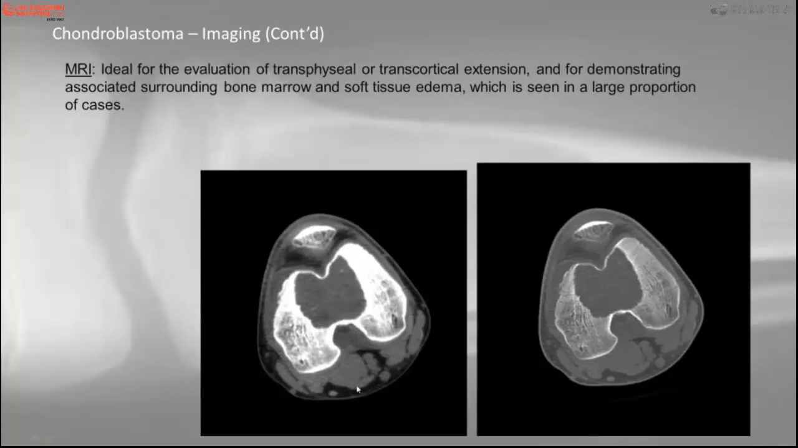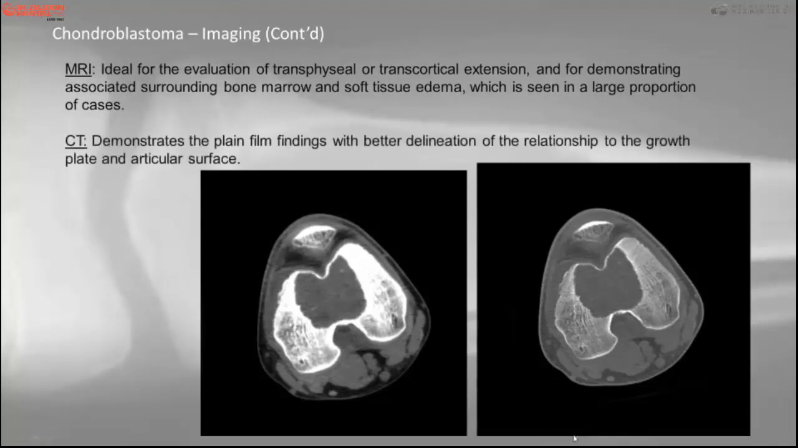So this is the CT and the MRI. The MRI is ideal for evaluation of transphyseal or transcortical extension and for demonstrating associated surrounding bone marrow and soft tissue edema, which is seen in a large portion of cases. And the CT scan demonstrates the plain film findings with better delineation of the relationship to the growth plate and articular surface. So these tumors are notorious for damaging the growth plates.